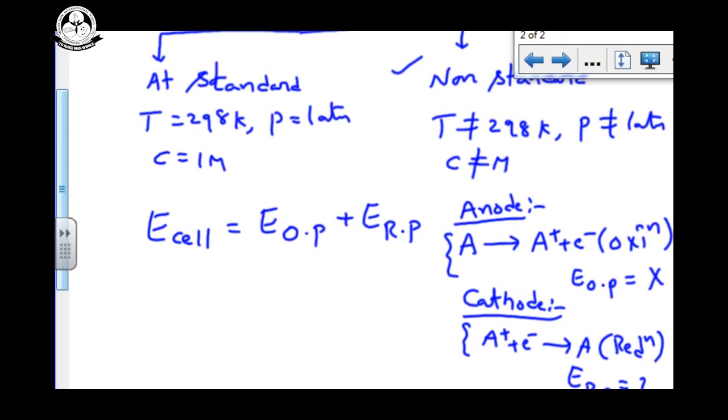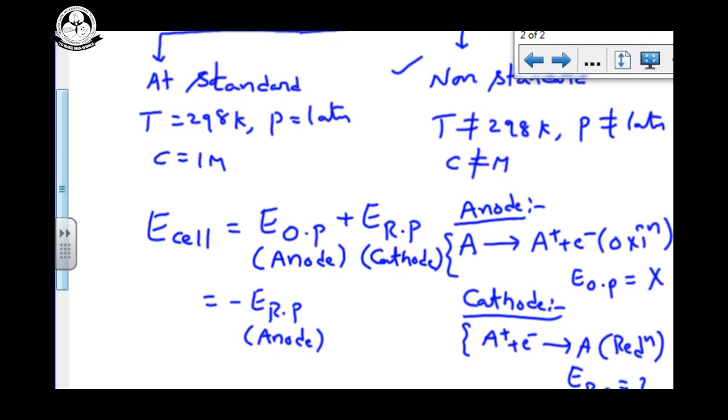EMF of the cell is E oxidation potential at anode and E reduction potential at cathode. This is very important. If you do not mention it, it is very confusing. Now, I want to change oxidation potential into reduction potential. Oxidation potential I change like this: E reduction potential at anode.